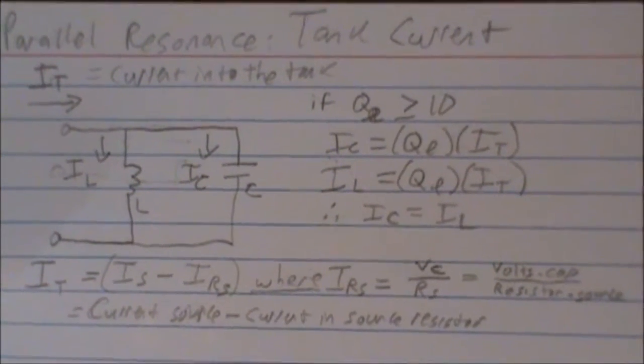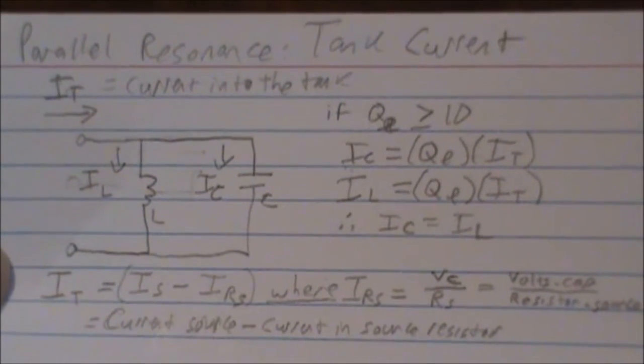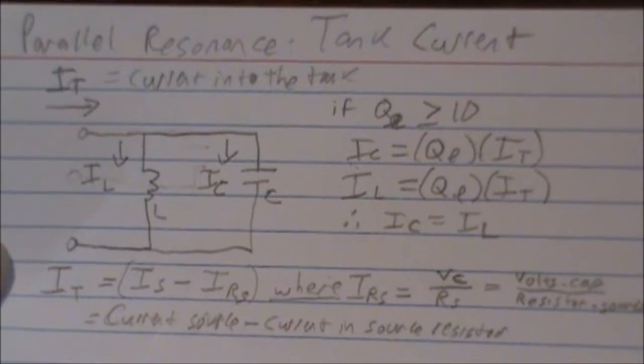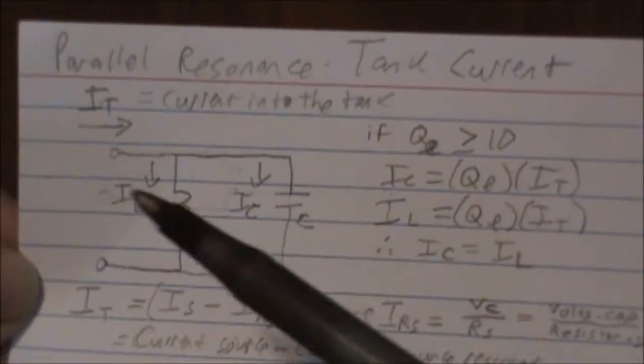Or, if your Q is less than 10, then that's right, this card doesn't get into that. So, the total tank current here, well, how do you find this?